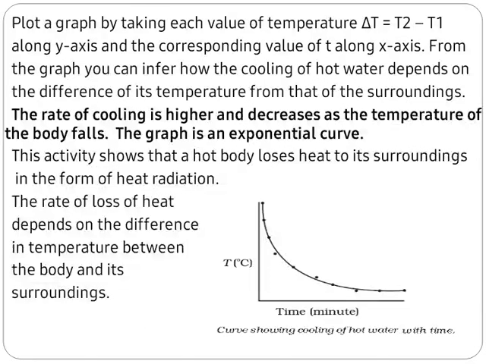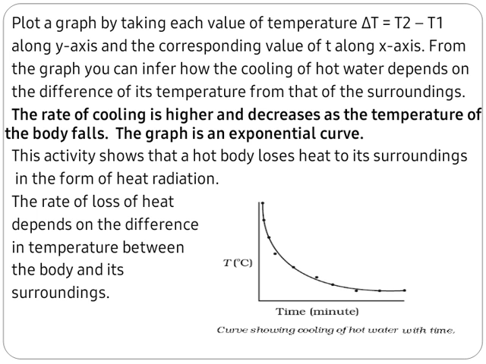Plot a graph by taking each value of temperature difference delta T, which is T2 minus T1, along the y-axis, and the corresponding value of time t along the x-axis, as shown in the given figure. You will get a curved line.